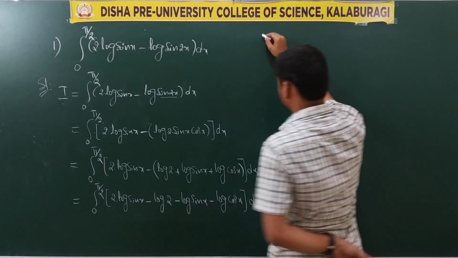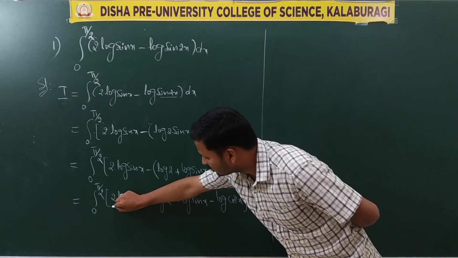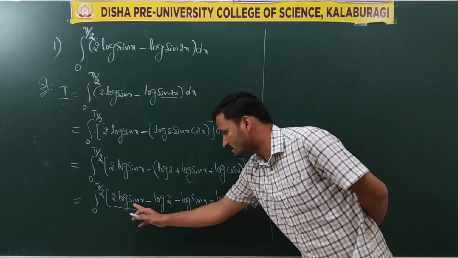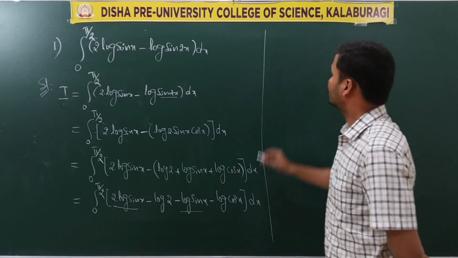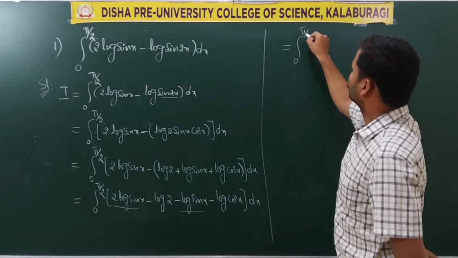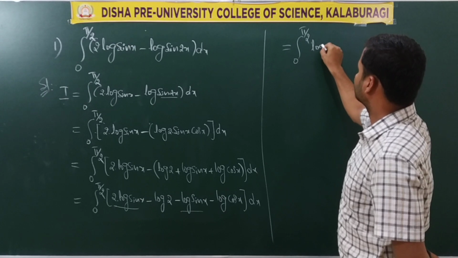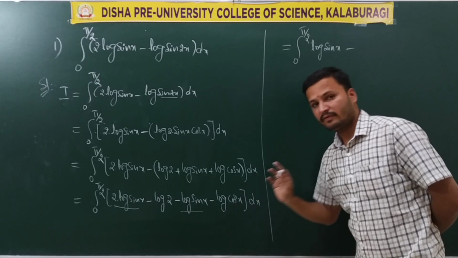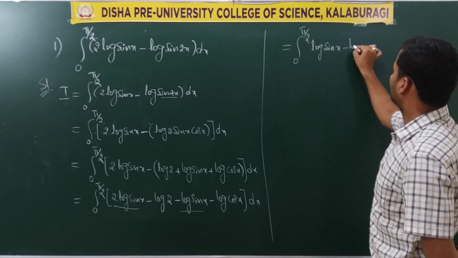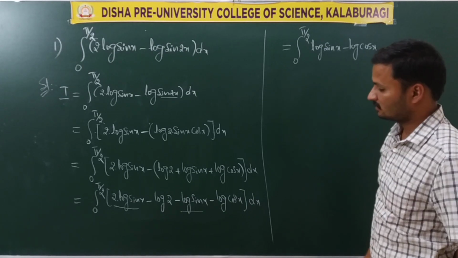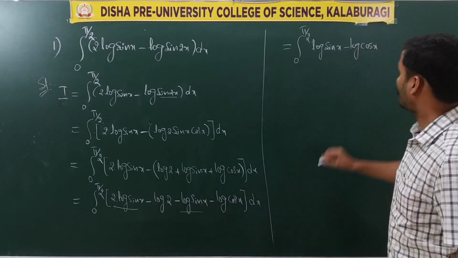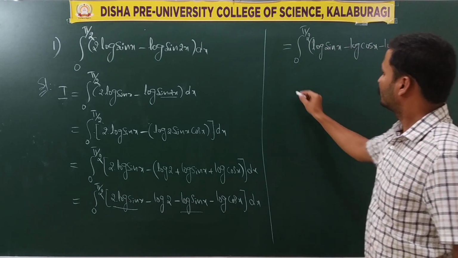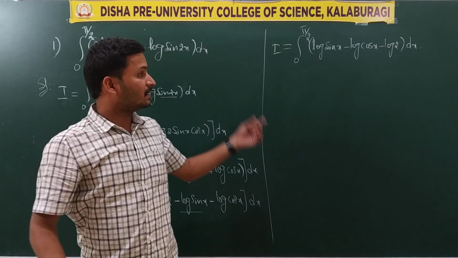So the next step is, see here, 2 times log sin x is there, and here 1 times log sin x. So 2 log of sin x minus log of sin x is 1 times log of sin x. So that is log of sin x minus log of cos x, and then the constant term, that is minus log 2, dx. So this is the integral I.